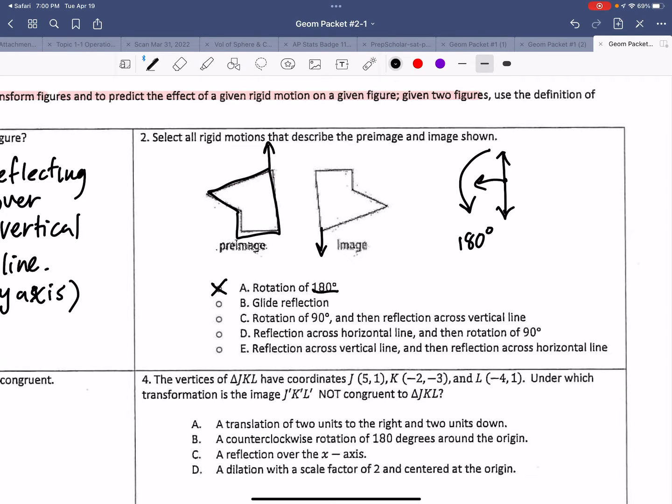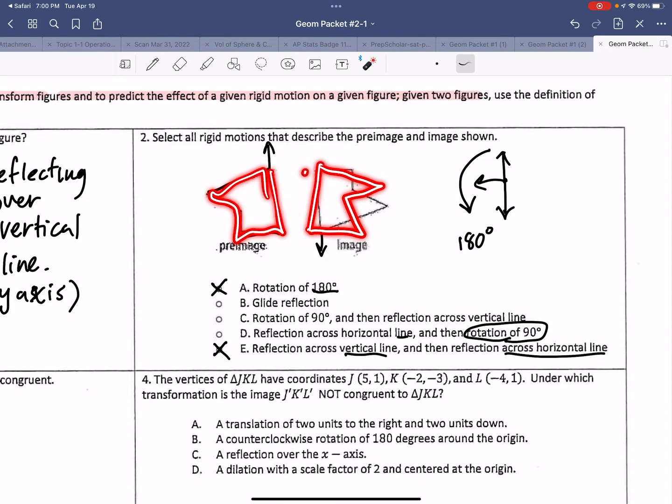So if I reflect it across vertical and then horizontal, I think that'll fit. Okay, this other one, again, we have problems if I just rotate at 90. So let's look at the last one. If I flip it over a vertical line, now it's pointing this way, right? And then if I flip it from right side to upside down, that's going to fit on top. Okay.